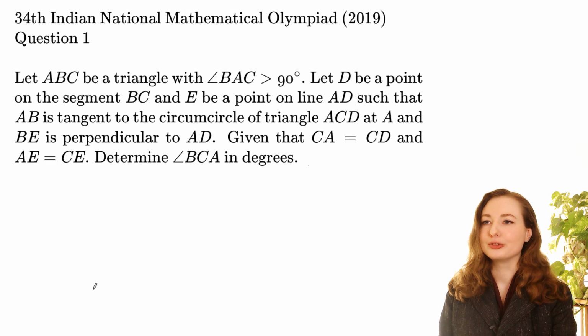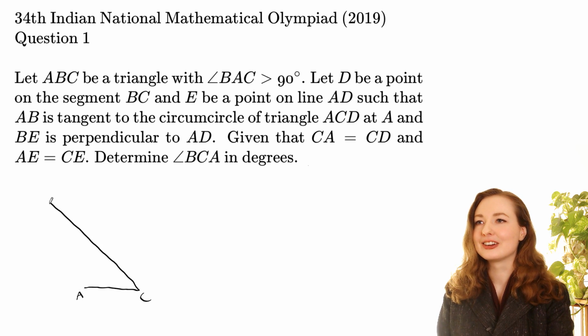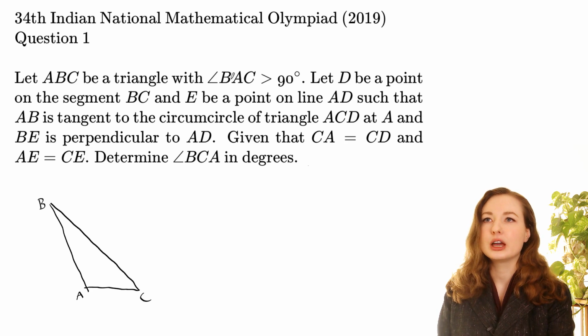Now it actually took me quite a few goes to get this diagram to look sort of halfway right, because it's a bit confusing the order that the information is given in. So we have this triangle ABC with angle BAC obtuse. Now D is a point on BC, so let's stick D about there. And E is a point on the line AD.